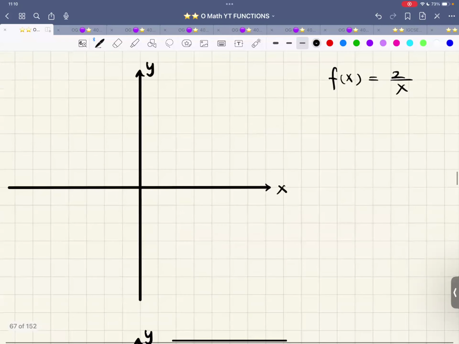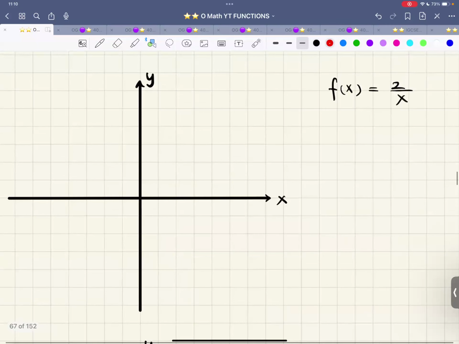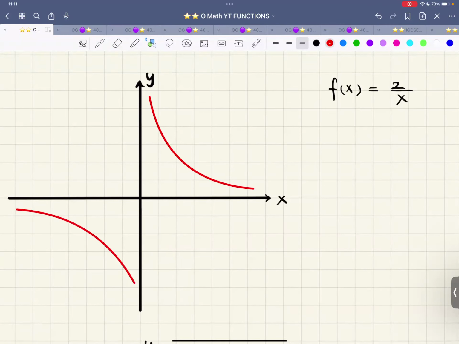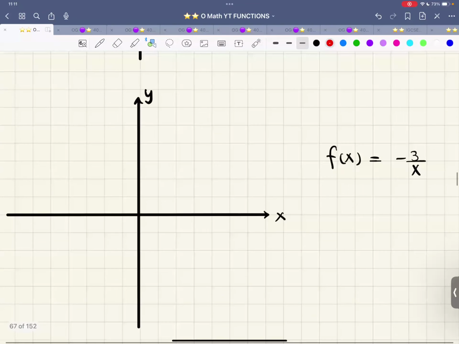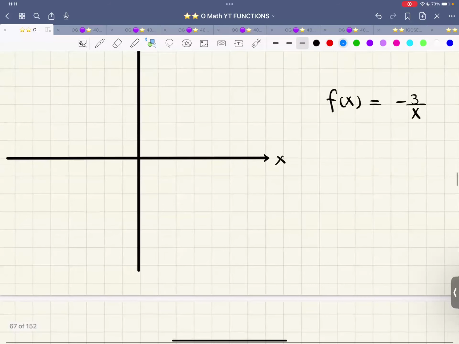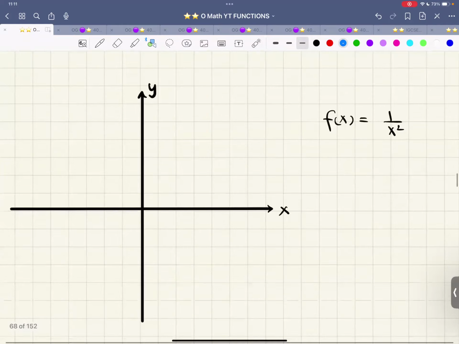f(x) is 2 over x, no change. It just becomes steeper. Nothing changes as such. Still, let me draw it like this. Make sure it does not cut the y-axis. f(x) is minus 3 over x, the same thing, steeper, but you cannot show steepness in a sketch. It's the same thing as before. This minus means reflection in the x-axis.